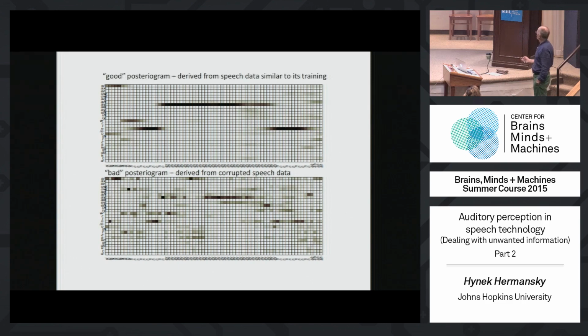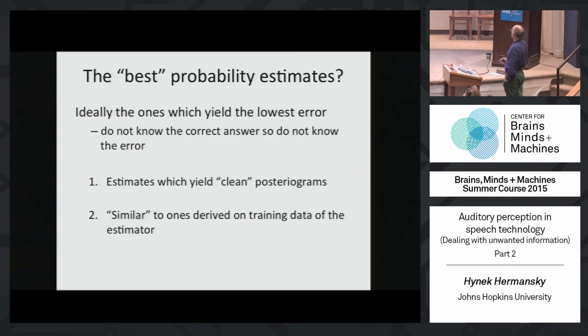So here we have two posteriograms. If you know that these are trajectories of the posteriors of the speech sounds, you know this one is good, this one is not so good, because the word is nine, n, I, n, right? Here is a lot of garbage. So I would know that automatically. So ideally, I would pick up the stream which gives me the lowest error, but I don't know what the lowest error is because I don't know what the correct answer is.